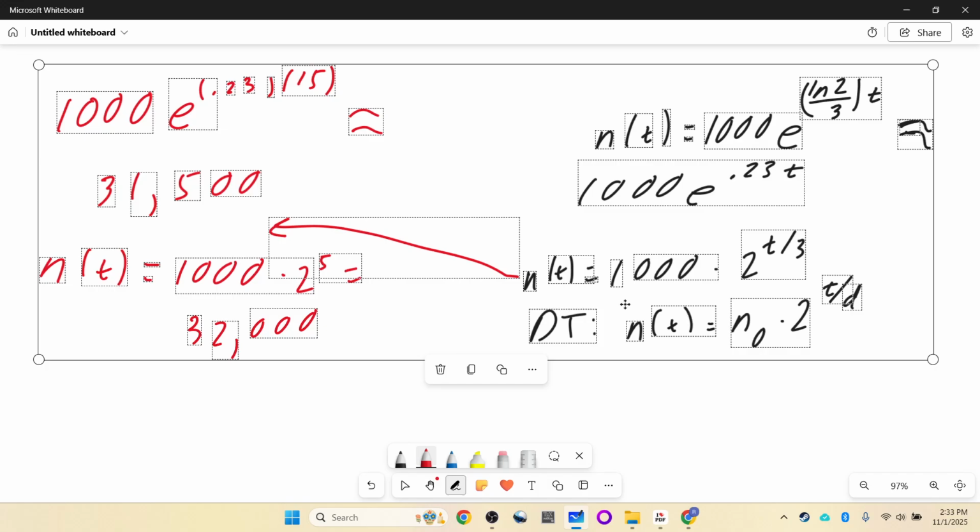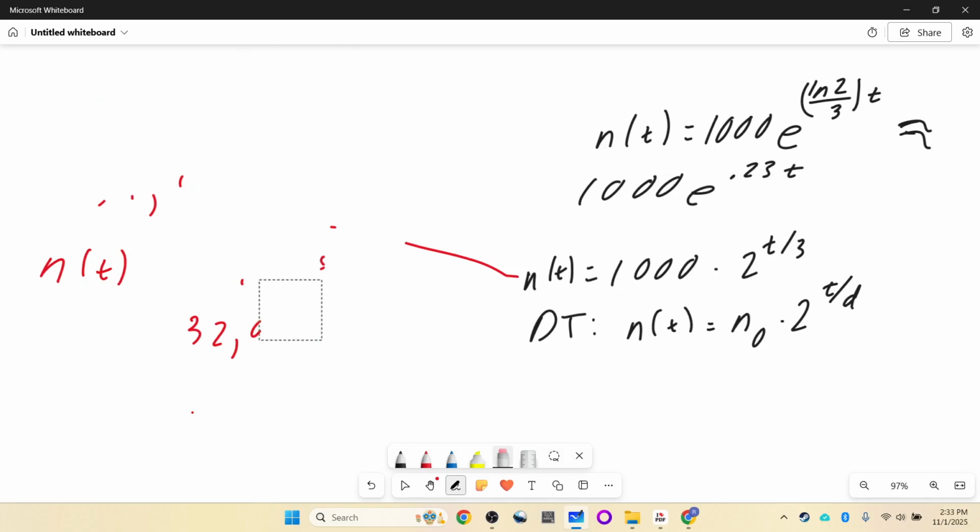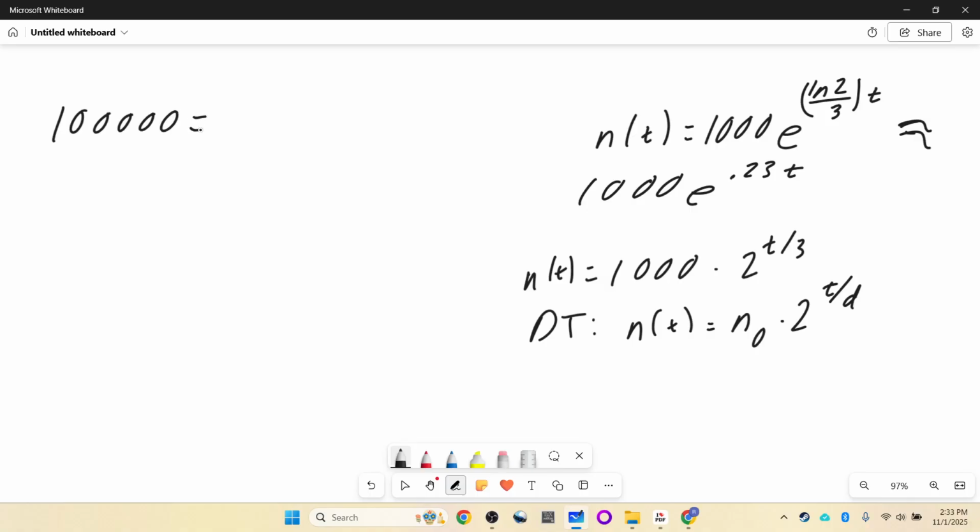When will it reach 100,000? So then I have to set it equal. I have to say, okay, let's take one of these set equal to 100,000. All right. So 100,000 equals, I'll use the doubling one, 1,000 times 2 to the t over 3. Divide by 1,000.